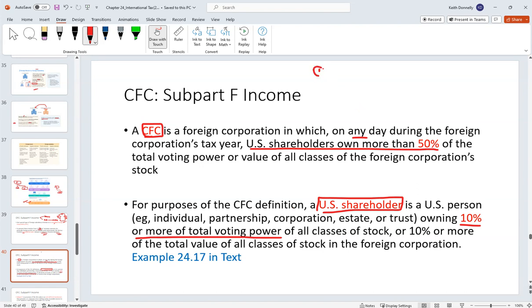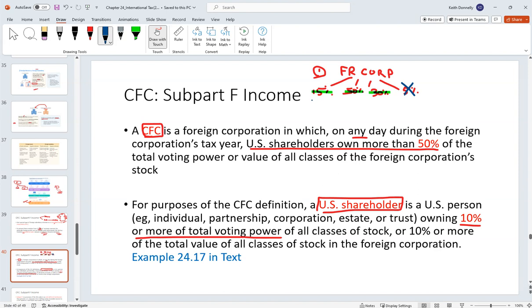So what's going on here? Step 1 is you have to look at the foreign corporation. Let's just say there's a French corporation. If we look at the owners of this, maybe we have one guy who owns 15%, one guy who owns 50%, one guy who owns 5%, and one guy who owns 30%. The first thing we have to do is see who owns 10% or more. So they own more than 10, they own more than 10, they own more than 10. The 5% owner, sorry, you don't count.